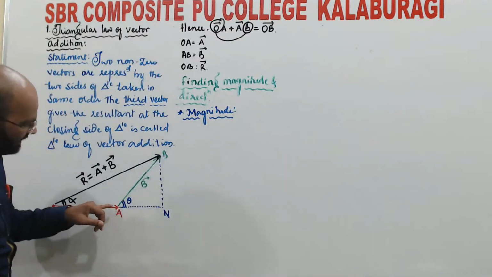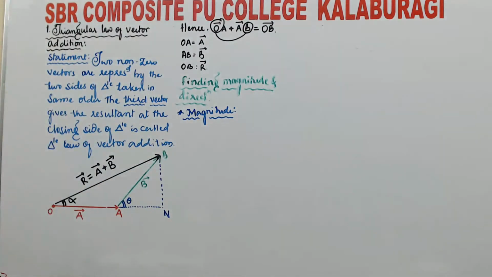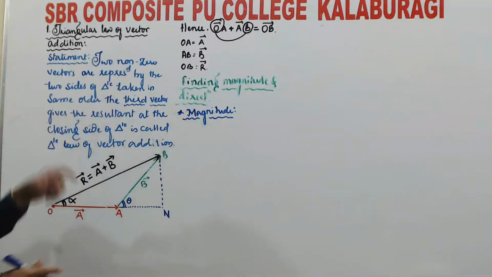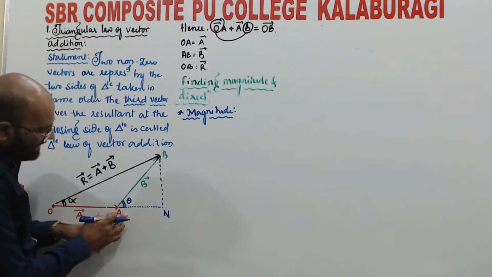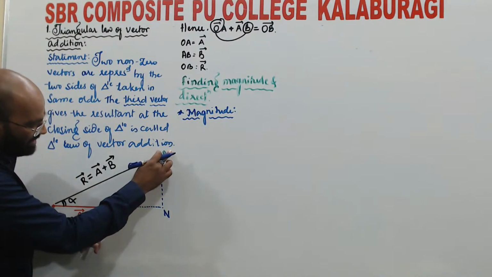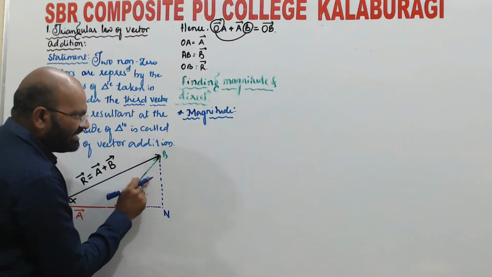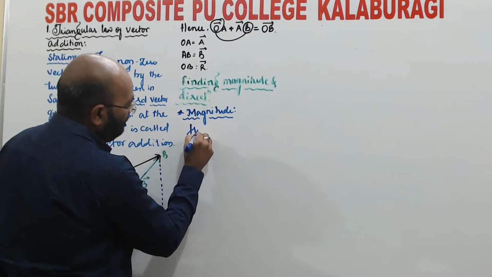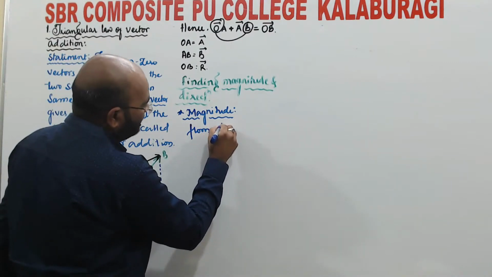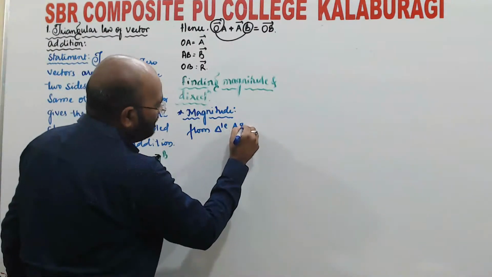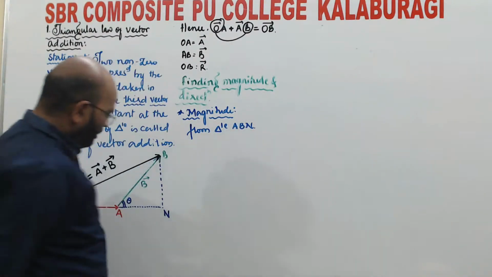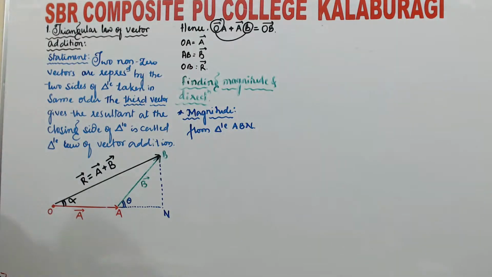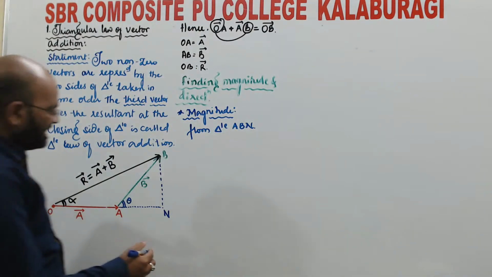For magnitude, there is a triangle. Which triangle do we consider? There is a small triangle ABN. See here, from this triangle ABN we consider only the magnitude. We are not considering the vectors. From the triangle ABN, first, cos theta.